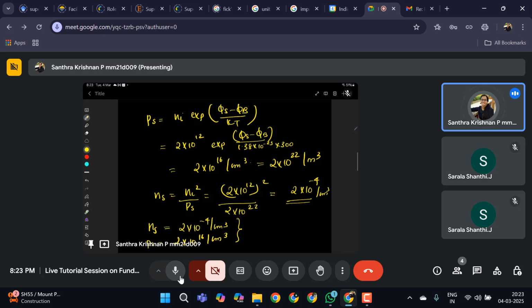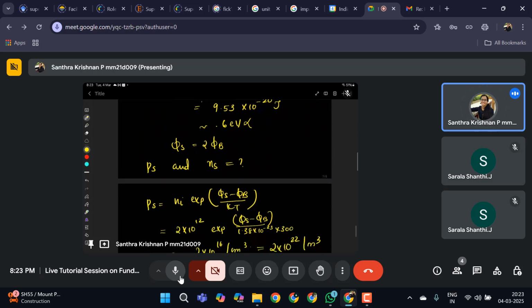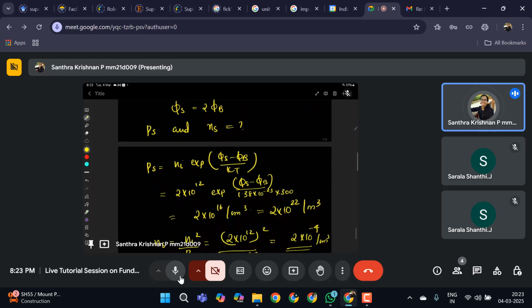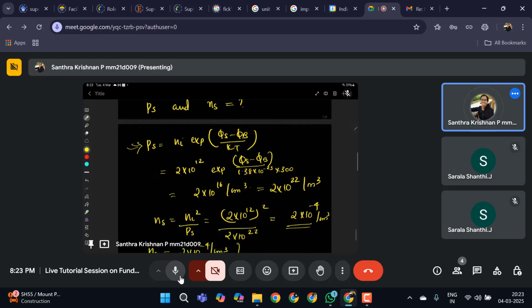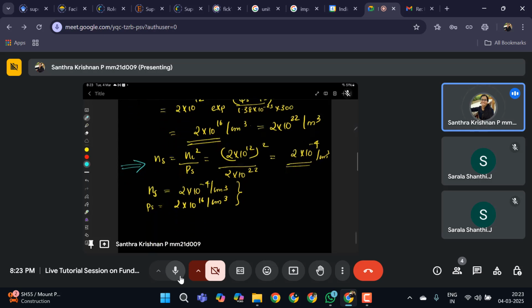So these are the two values. Actually, what you do is first find out the value phi b. Then your phi s is 2 times phi b. Here you have to find ps and phi s. Your ps equation is ni exponential phi s minus phi b into kT. We know phi s and phi b, and with that we find the value of ps. Once you know ps, you can directly use the equation for ns as ni square divided by ps. And you will get the final answers to be 2 into 10 power minus 4 and 2 into 10 power 16. So is that clear?